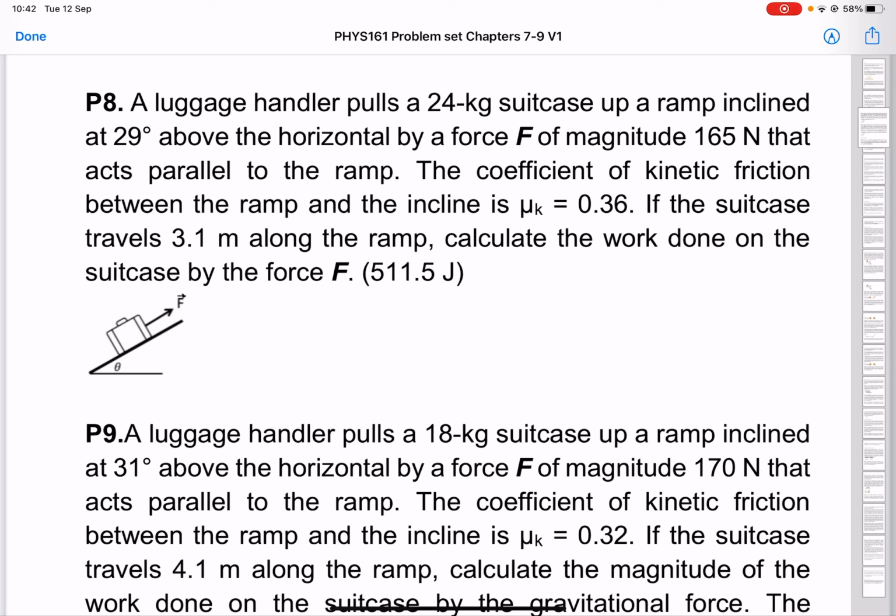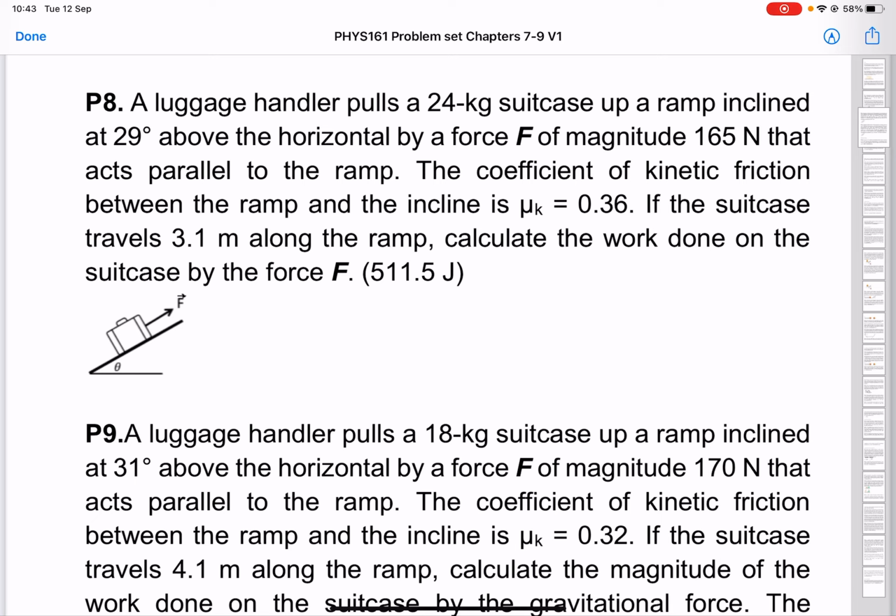So basically in this problem we have a suitcase which is pushed by external force F, and the coefficient of kinetic friction between the suitcase and the inclined surface is given, and it has traveled 3.1 meters along the ramp. So we have to calculate the work done on the suitcase by the force F.